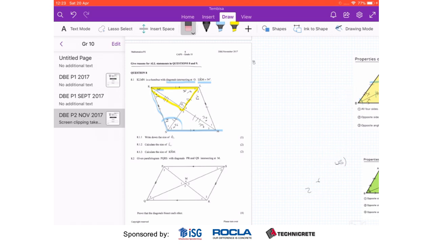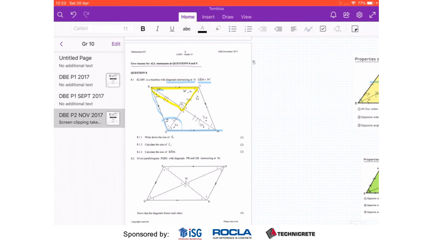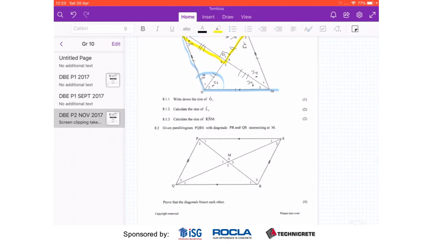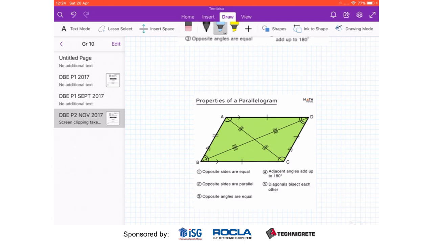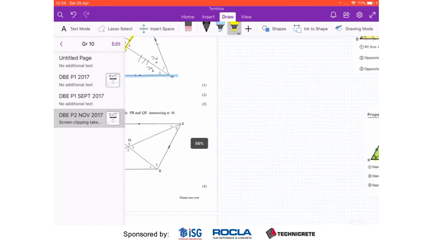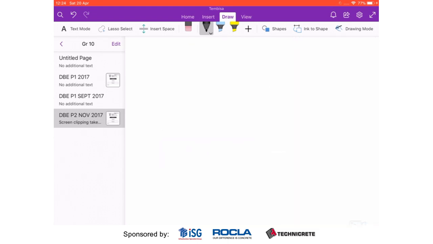Okay, let's now go to our question on a parallelogram. It says, given the parallelogram PQRS with diagonals PR and QS intersecting at M, prove that the diagonals bisect each other. So this is a proof question. Let's revise our properties of a parallelogram. Opposite sides are equal, opposite sides are parallel. Diagonals are equal on the same side, and opposite interior angles are equal. Okay, so we must know how to articulate and word a proof very, very properly.